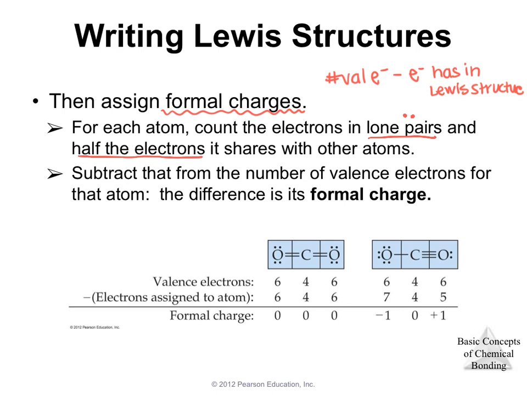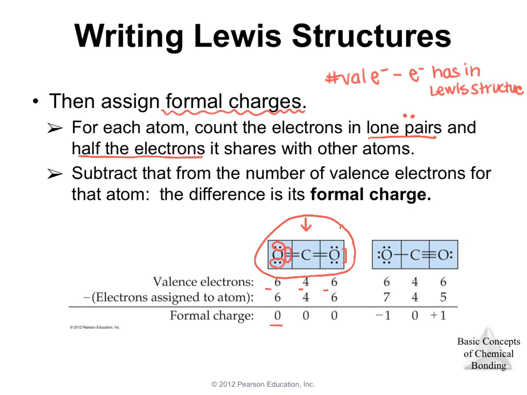So we look at this one here first. Oxygen brings 6 valence electrons, and it has 1, 2, 3, 4, and then it has 2 bonds, so that's 2 more. So it has 6 for a formal charge of 0. Carbon brought 4, and it's got 1, 2, 3, 4 bonds, so that's 4. And then oxygen brought 6, and it's got 2, 4 in the electrons, and then 2 more bonds for 6. So this one here where we kept the sides even, everything has a formal charge of 0.